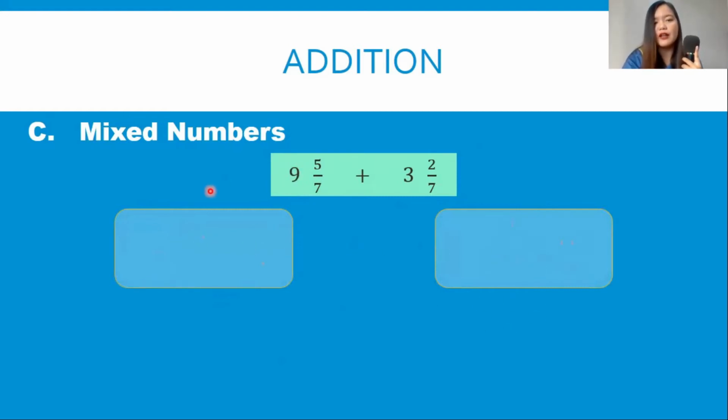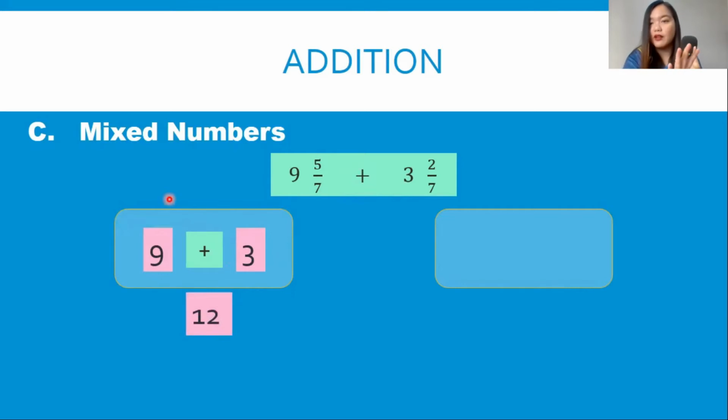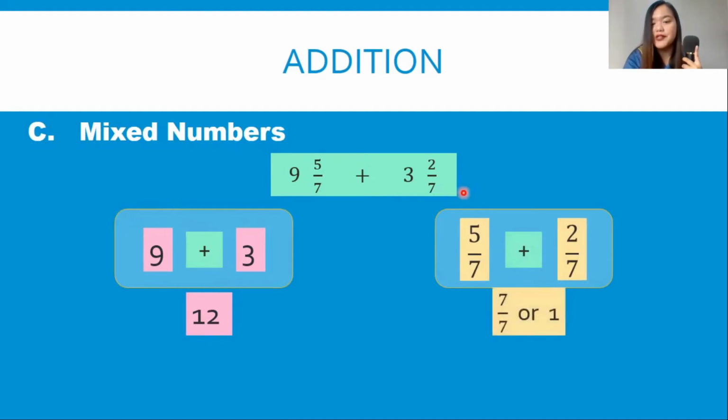So the whole numbers in here are 9 and 3. And we know that 9 plus 3 is 12. We are done with that part. Let's proceed to the fractional part: 5 over 7 plus 2 over 7. They are similar fractions, so your answer is 7 over 7 or 1. And then combine 12 and 1, and you have 13. Now the sum of 9 and 5 over 7 plus 3 and 2 over 7 is 13.